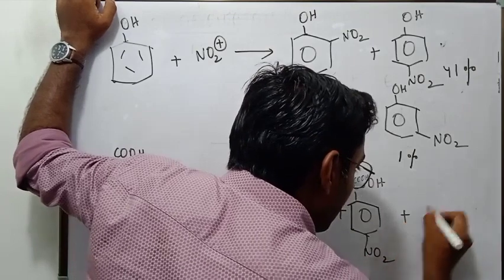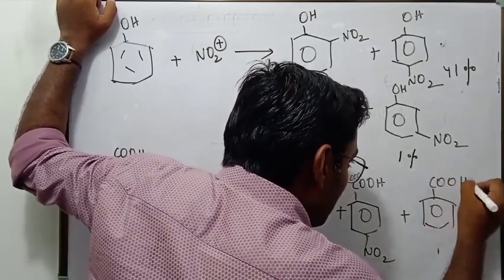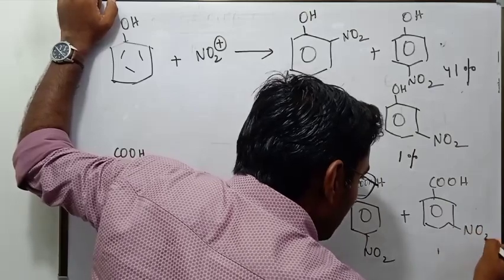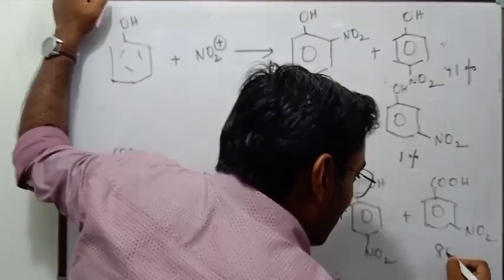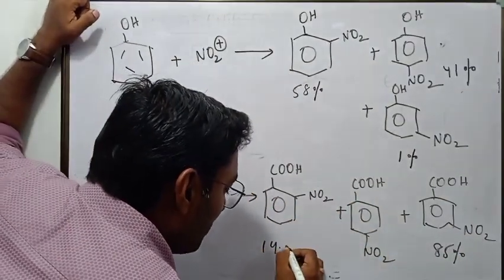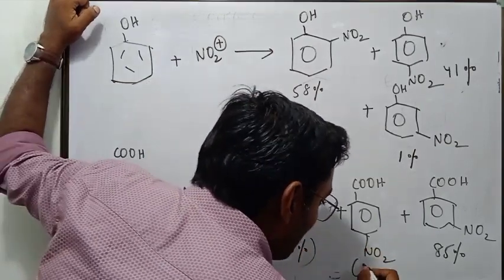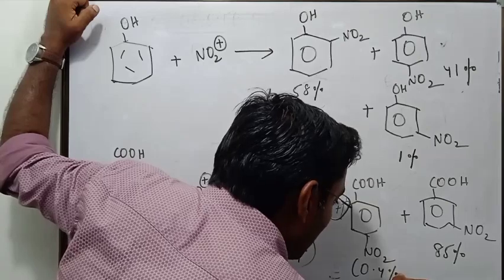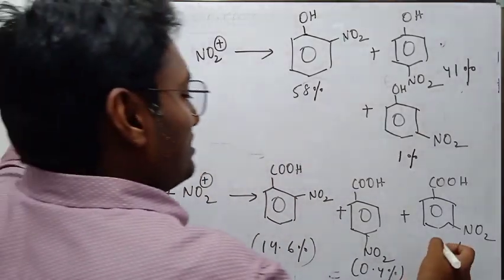Para, and there goes the meta. You know the yields here. Meta isomer is 85%, ortho isomer is 14.6%, and para isomer is 0.4%. Meta isomer is formed as the major product. We don't have any issue with that.